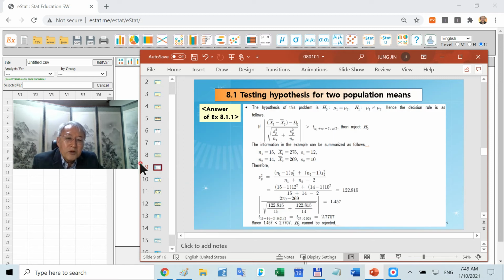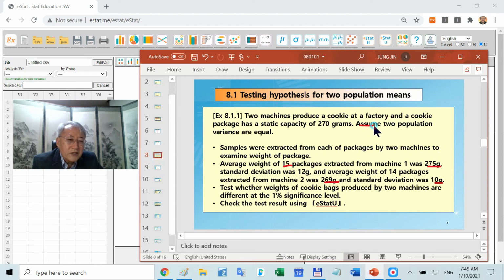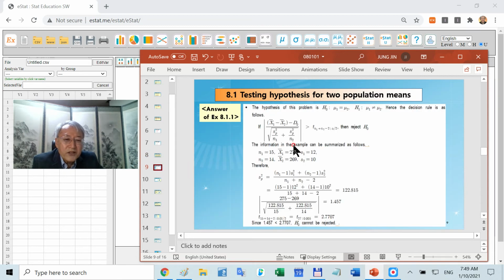Well, suppose you can assume, here's the assumption, that the two population variances are equal. Then you can use a pooled variance. Okay? These are the test statistics: the sample mean difference minus D0, but if you are saying mu1 equals mu2, that means D0 equals 0. It looks like x1 bar minus x2 bar divided by the standard error. This is the summary of the given information. Sample size is 15 and 14 each. Sample means look like this. Sample standard deviations look like this.